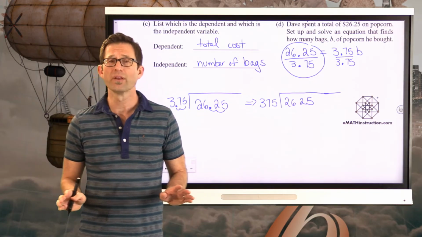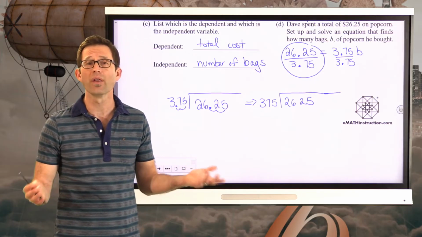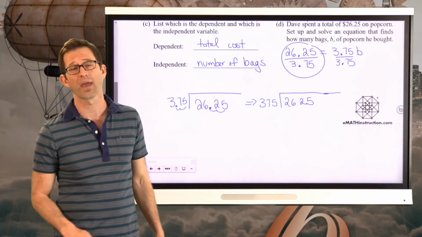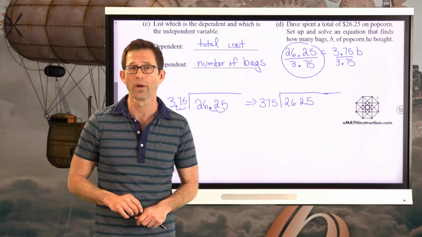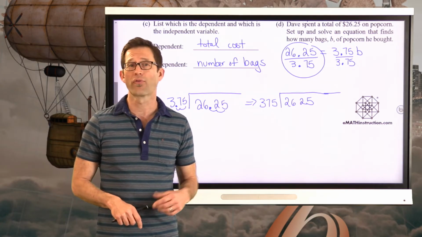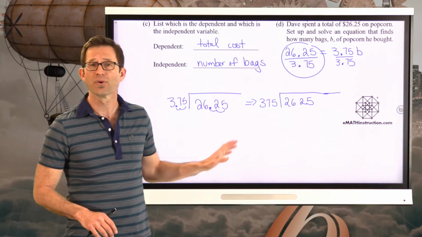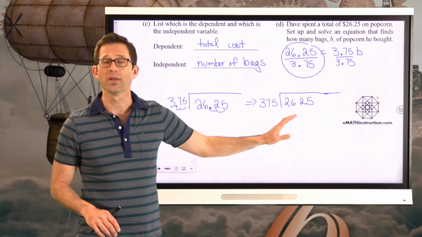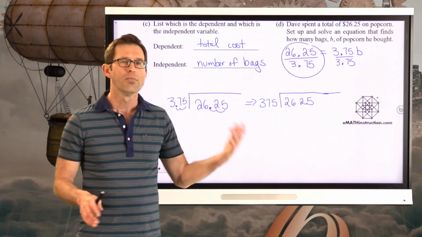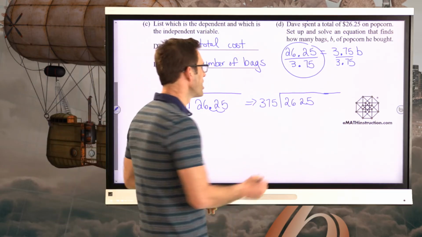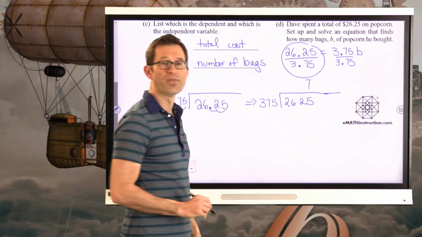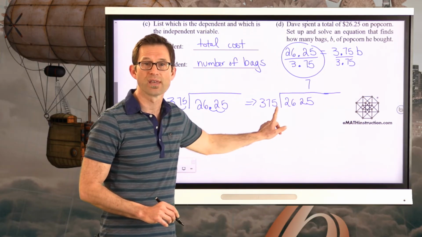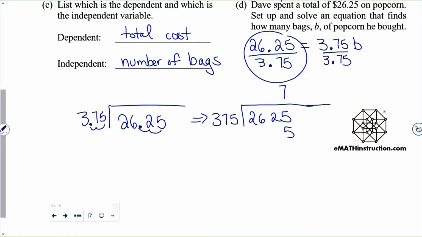One thing, though, that I probably know for certain is that Dave didn't buy a decimal number of bags of popcorn. It's not like he can go up to the counter and say, hey, I need 5.5 bags of popcorn, or I need 8.3 bags of popcorn. That's not going to happen. So likely, the result of this calculation is going to be a whole number. And we could play around and guess and check on all of that, but I'll tell you right now, it's going to be 7. And let's just verify that really quick by doing 7 times 375. 7 times 5 is 35, carry the 3. 7 times 7 is 49, plus 3 is 52, carry the 5. 7 times 3 is 21, plus 5 is 26.